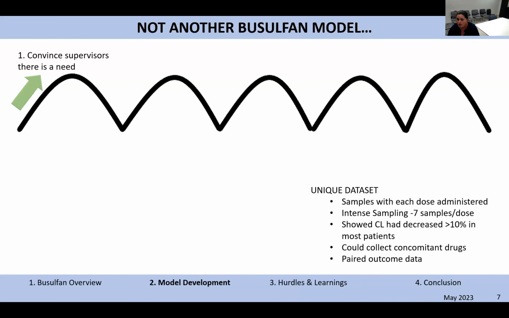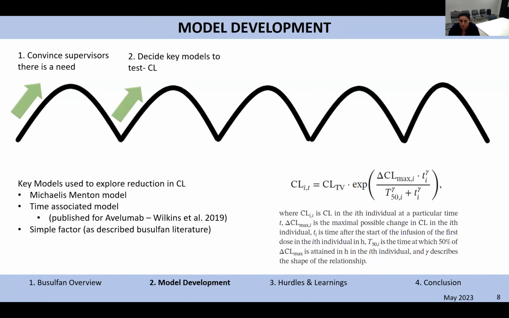And we could show that clearance did decrease over the course of treatment, and it was often more than 10% in most patients. We also could easily collect concomitant drug information, and we also had paired outcome data. So I was able to convince them that we needed a new model.